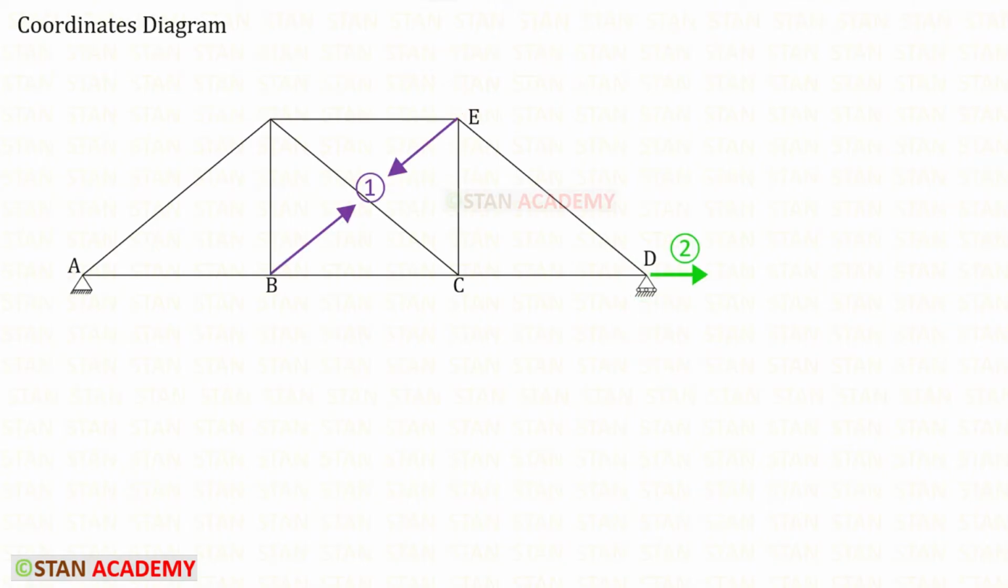Now let us draw the coordinates diagram. In this analysis there are two coordinates. FBE and HD are the two coordinates. Because we have removed both of them, let us keep FBE as the first coordinate and HD as the second coordinate. Let us assume that the force FBE is tensile and let us assume that HD is acting towards the right side. Finally, if we get negative answers, that means our assumption is incorrect. Then we can change the nature of the force and direction.